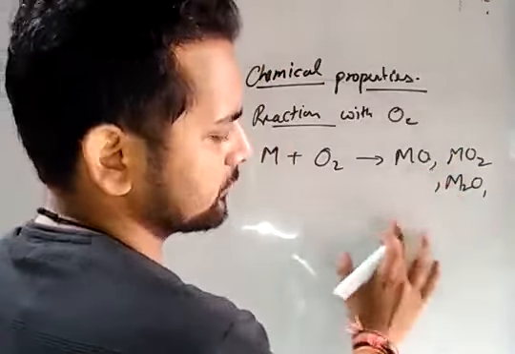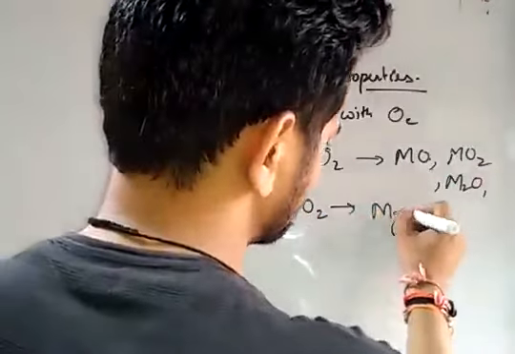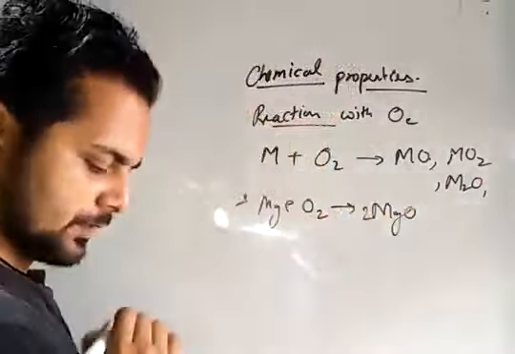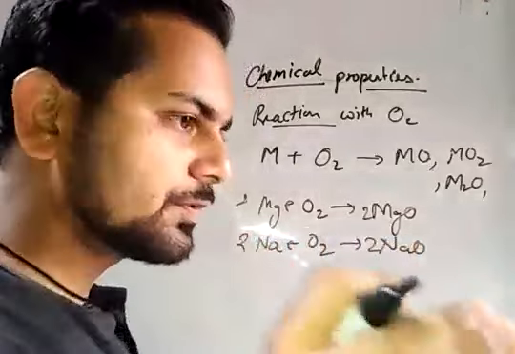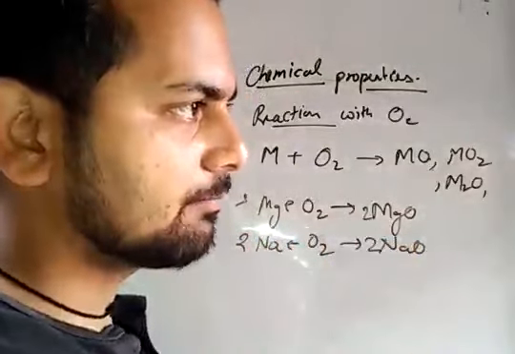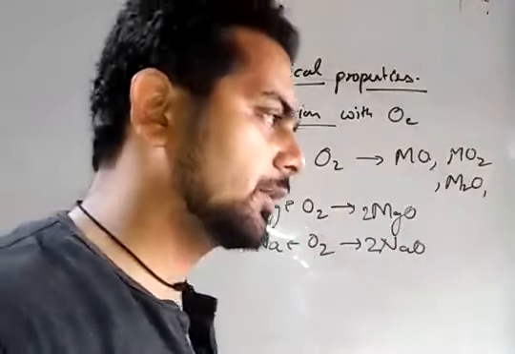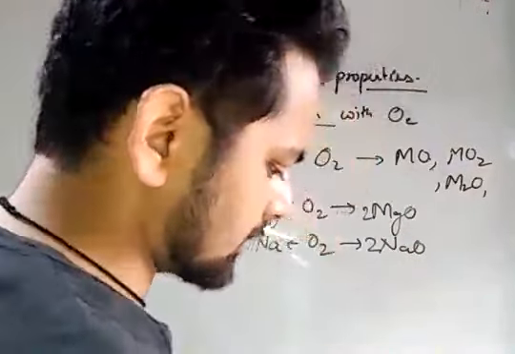For example, magnesium reacted with oxygen gas forms magnesium oxide, and sodium reacted with oxygen gas forms sodium oxide. As you react the metal with the oxygen, they form their oxide product.